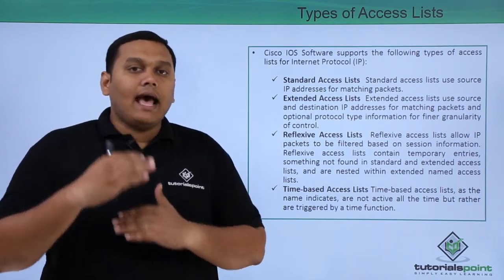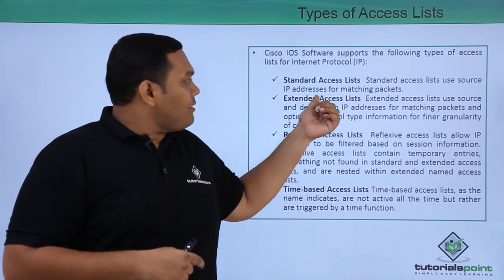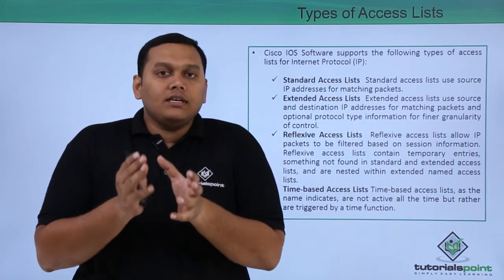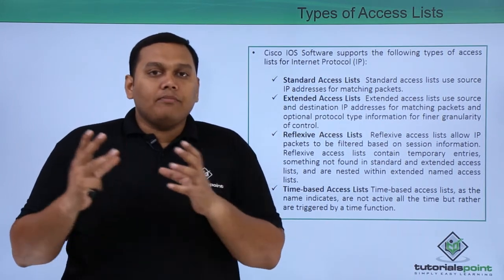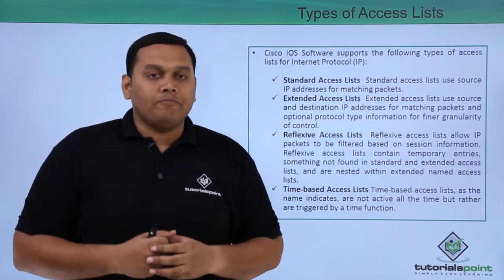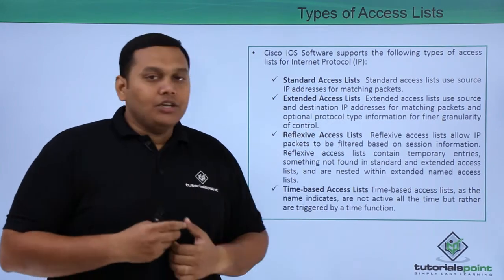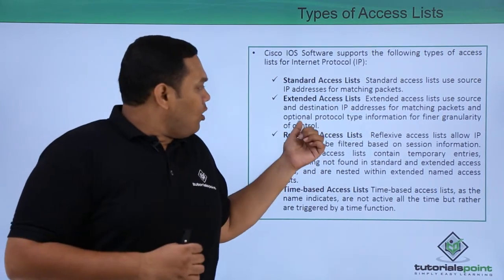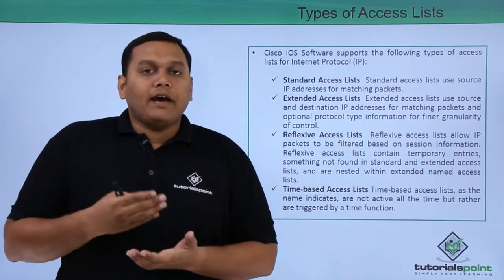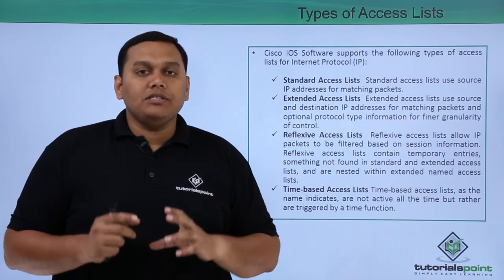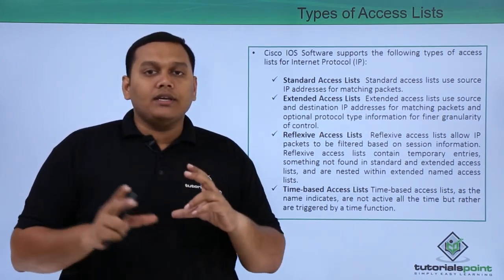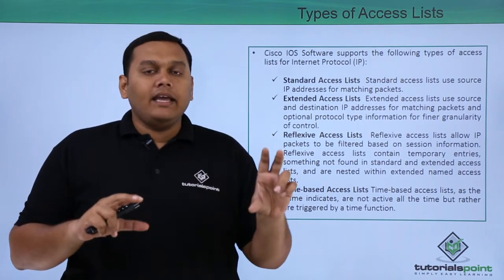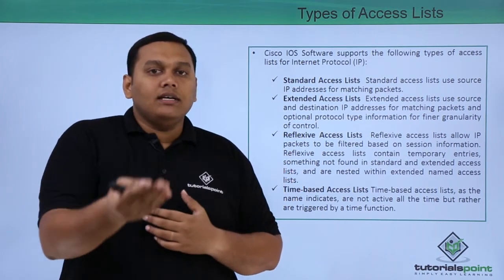Coming to the standard access list, this uses the source IP address for matching the packets. That means the standard access list will be using the source IP address for matching the packets and permitting and denying them. Coming to extended access list, it uses source and destination IP addresses for matching packets, and optional protocol type information is also used for finer granularity. That means this extended access list will be using source and destination IP addresses, matching them with the packets, and denying or permitting the packets into the destination.